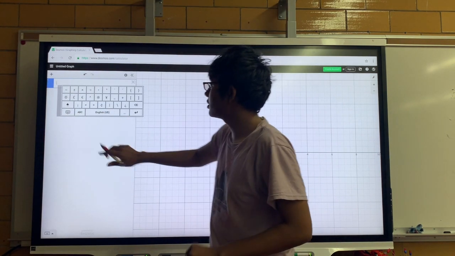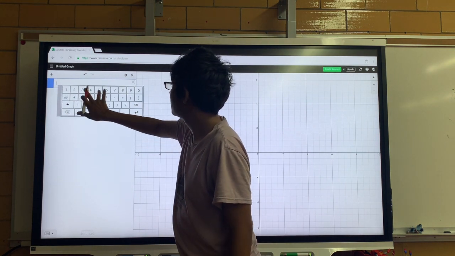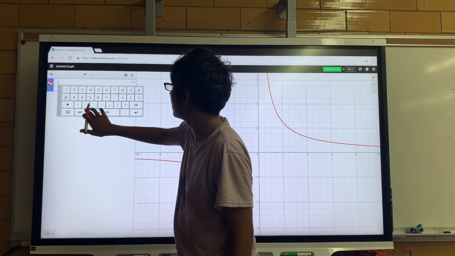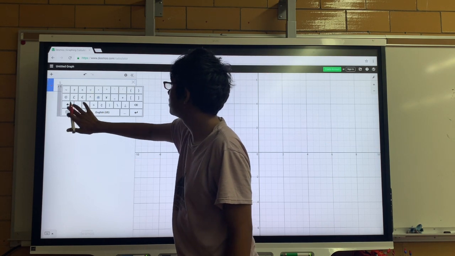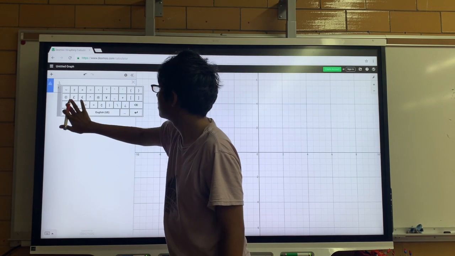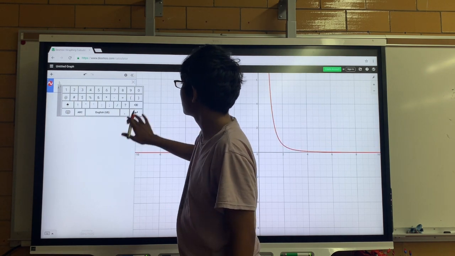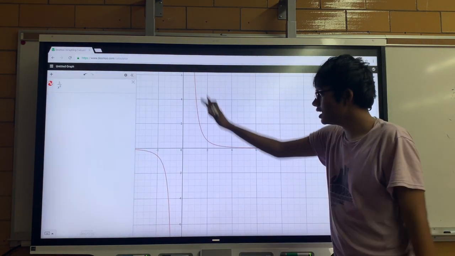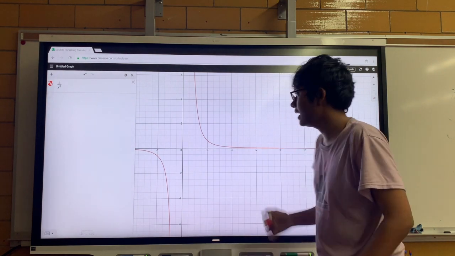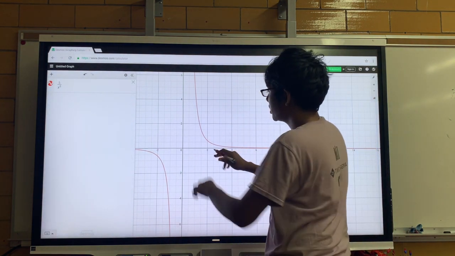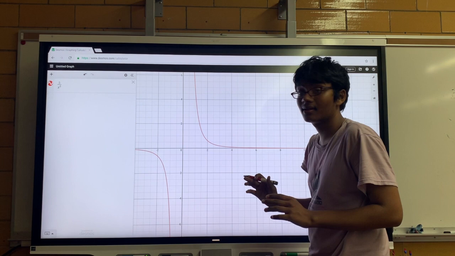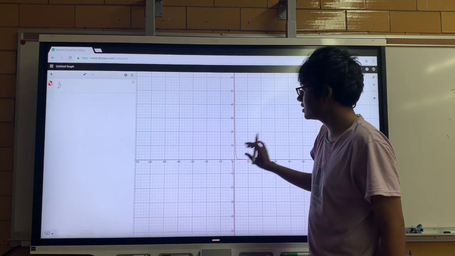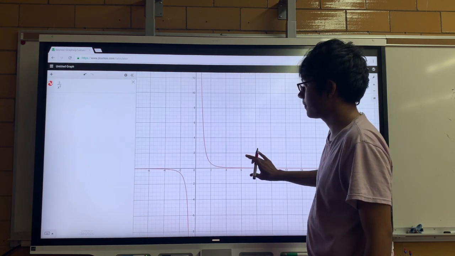Alright folks, so now let's enter our function over here. So 5 over x cubed. So how do we put cube? 3. Okay, great. So this is how our function looks. As you can see, it has an asymptote at x equals 0. Now, our question was to find the equation of the tangent line of this function at x equals 1, right?